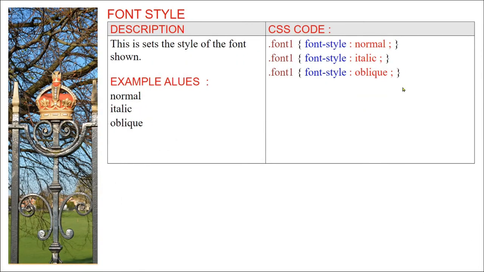Font styling. Once you have the font, you can apply styling to it. You can set the text to be normal, which is just normal text. You can make it italic, or you can make it oblique, which is a bit like italic, but leaning over at an angle to the other side. Font styles can be set in CSS as font-style: normal, italic and oblique.